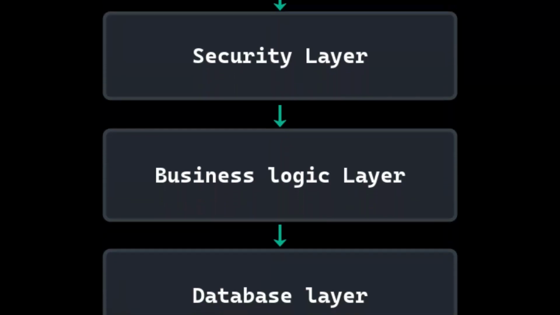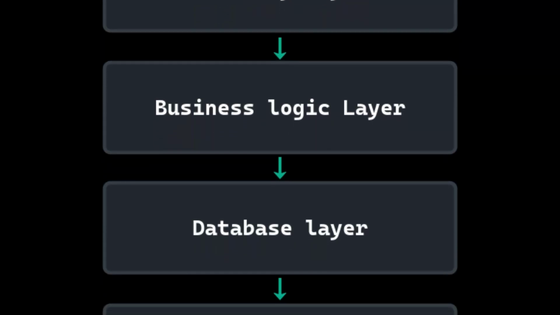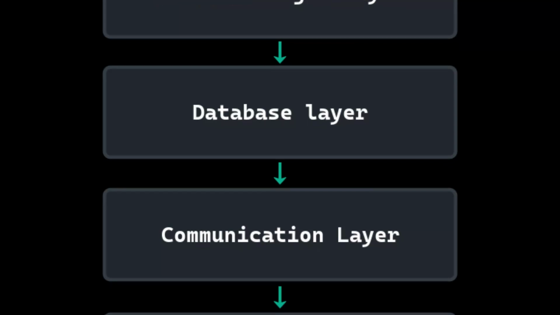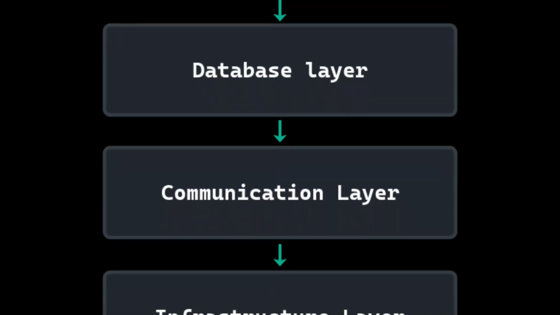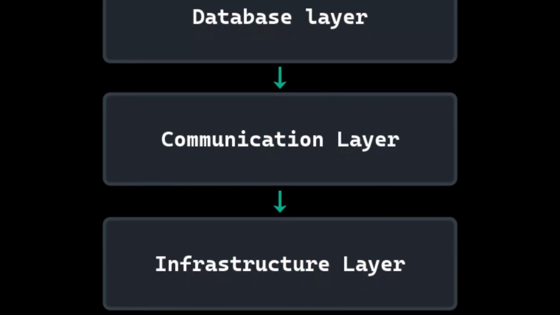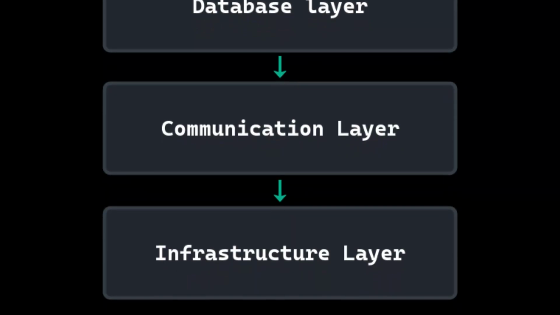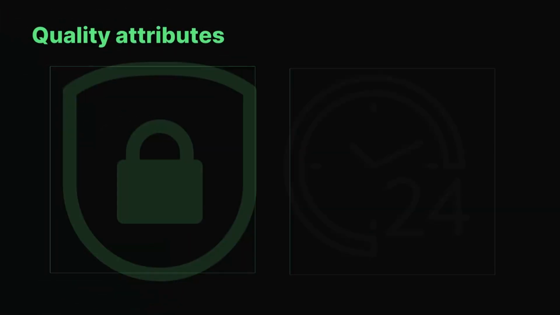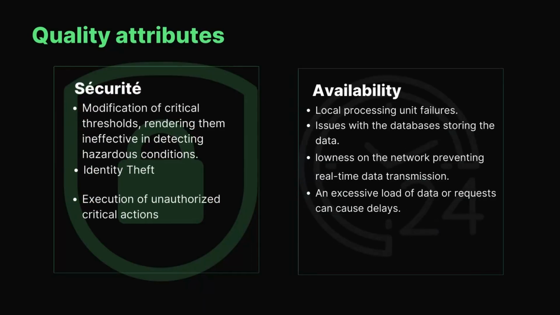We use two databases, SQLite Relational Database for local storage and MongoDB Atlas NoSQL Database for remote storage. Communication with physical equipment is managed by a dedicated layer using MQTT for real-time data exchange between the control room and refinery sensors and actuators. In developing this system, we focused on two critical quality attributes: security and availability.